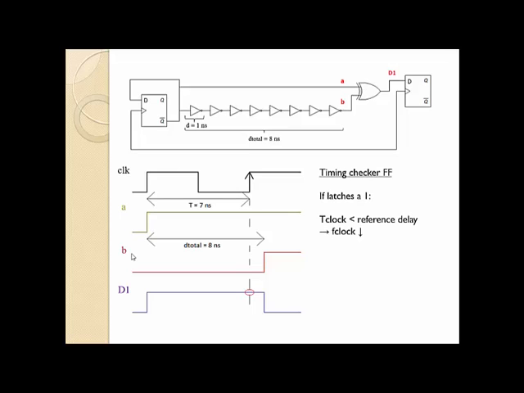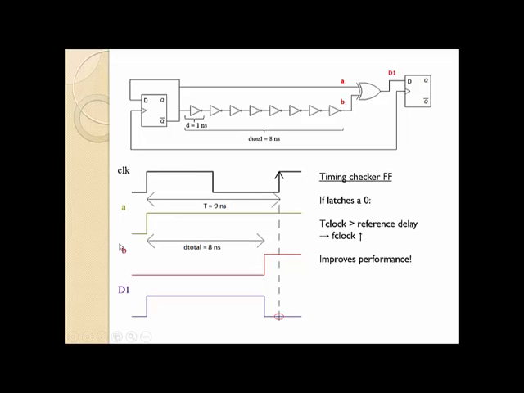If the timing checker flip-flop latches a 1, as we can see here in the graph, this signifies that the clock period is smaller than the worst case delay and the system decreases the clock frequency and hence increases the clock period. Conversely, if the flip-flop latches a 0, the clock period is higher than the worst case delay, and the system increases the clock frequency, improving performance.